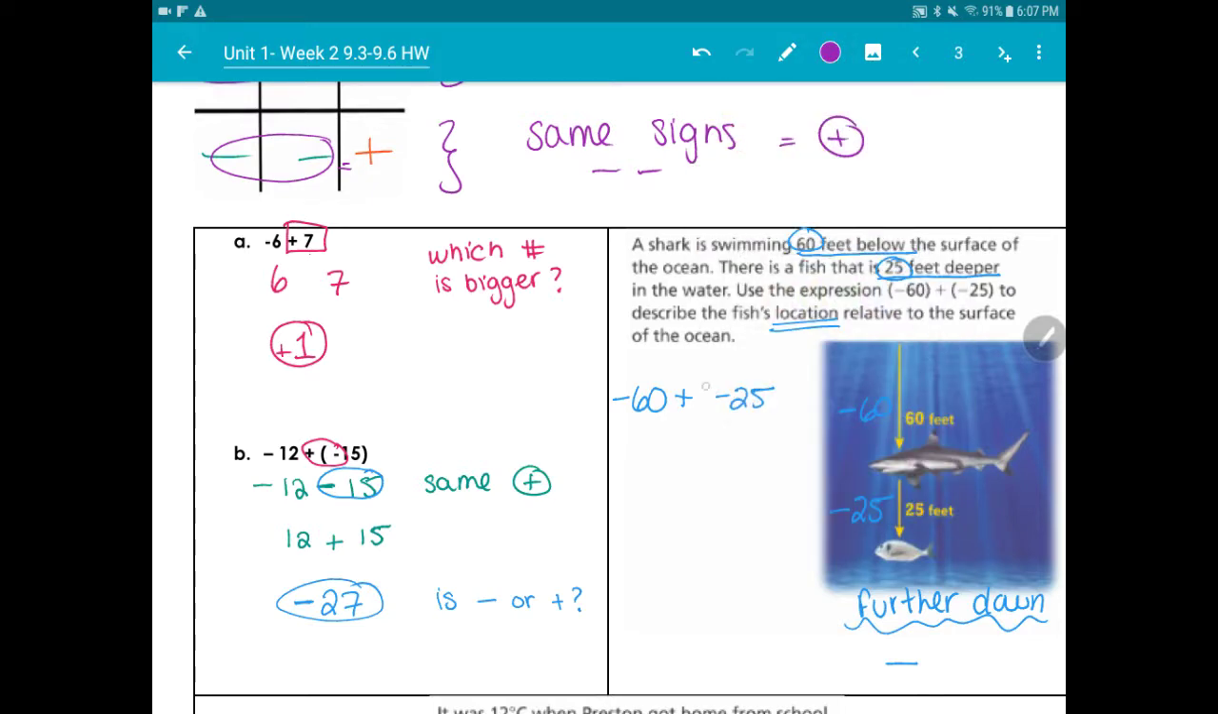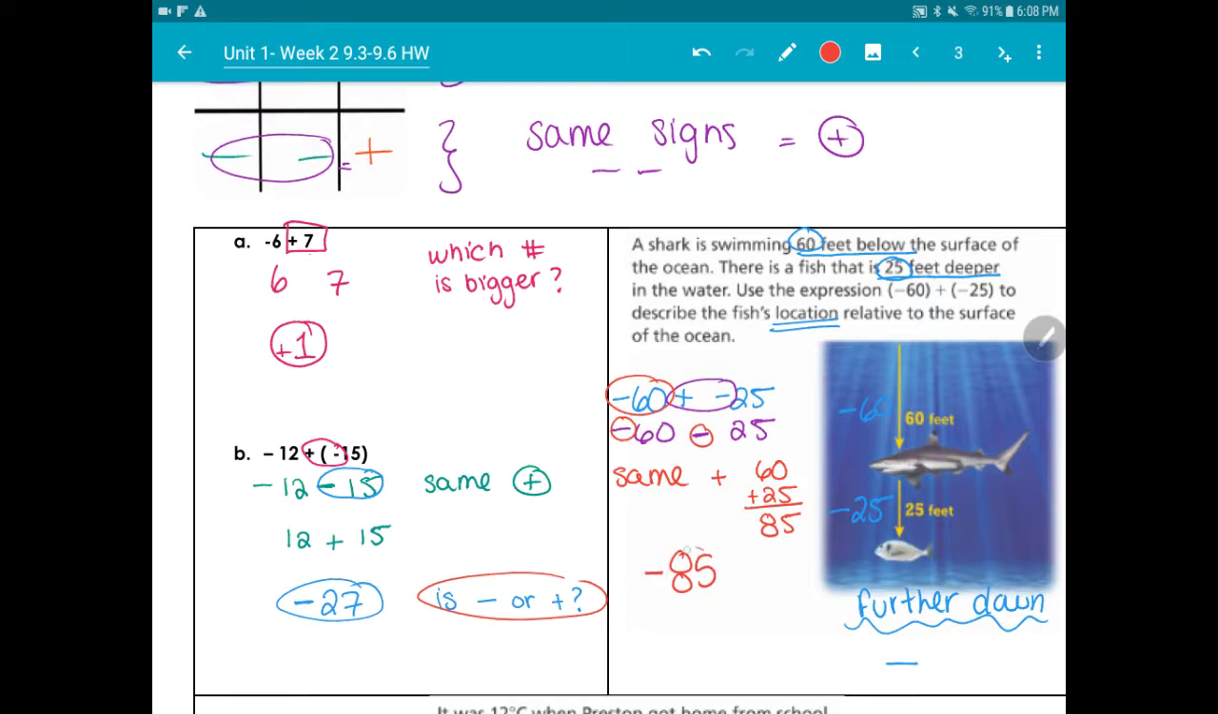All right, so now let's use our trick. I have two signs here. They're different, so it's going to change to subtraction. Now I look at these two, and they are the same. So I'm going to add my numbers. That's 85. But to get my final answer, I have to ask myself, is it going to be negative or positive? Which one was bigger? My 60 was the bigger number. So that means my answer is going to be -85. That makes sense. So it's -85 feet.